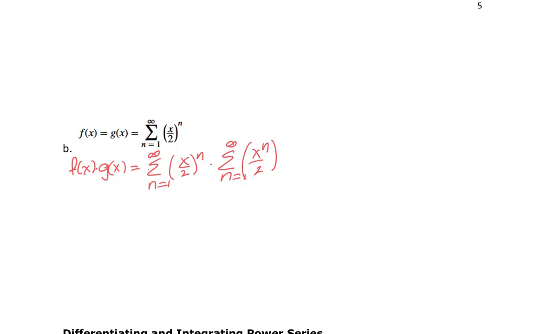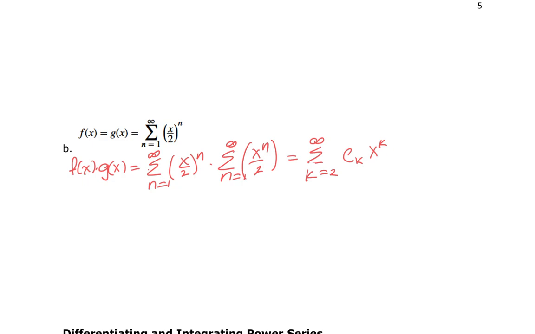This is going to be equal to the summation of n equals 2 to infinity. Actually, I think I'm going to use k here, and I'll explain why in a moment. So k equals 2 of c sub k x to the k.